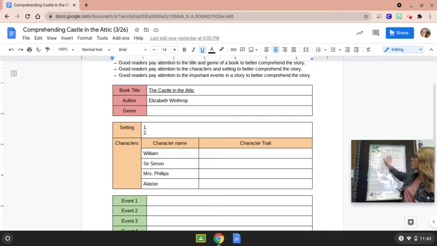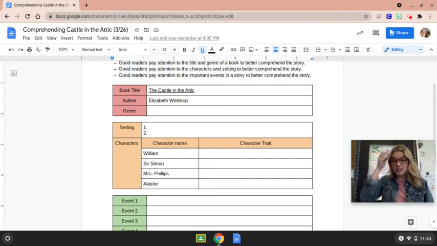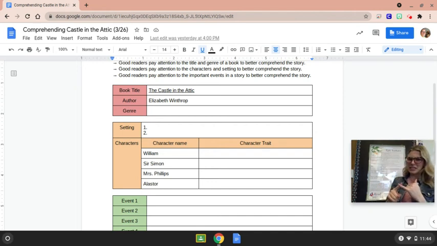So think about the genre, right? The type of story Castle in the Attic is. Is it fiction or nonfiction? Well, I know it's fiction because it's a made-up story, but what kind of fiction is it? Is it realistic? Is it historical? Or is it fantasy? Well, I also know that this is a fantasy story because it could never happen in real life. There's magic tokens. The setting is also fantastical, so we know that that's going to be a fantasy book.